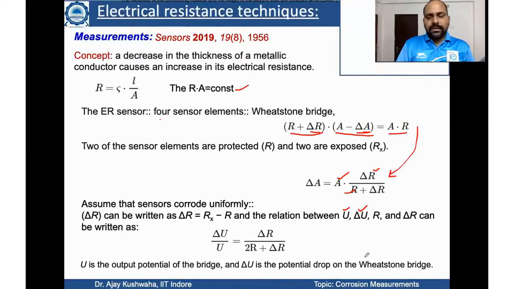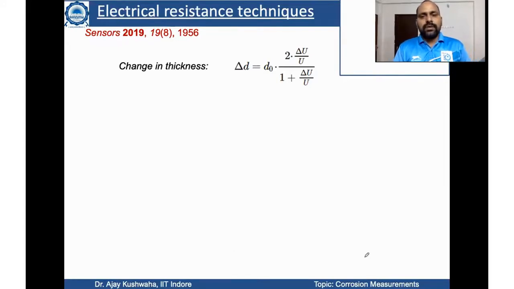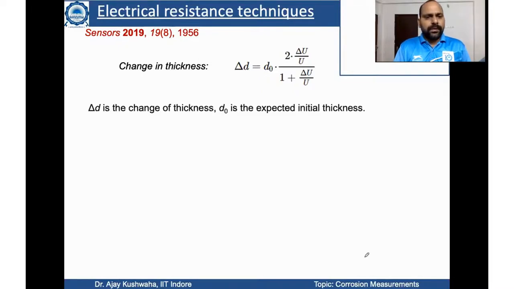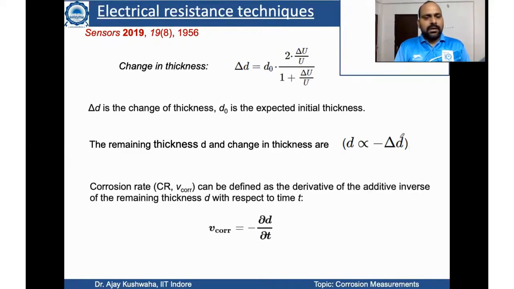Based on it, we can calculate the value of R and then we can think of the corrosion. So for the change in the thickness, in a similar manner we can say delta D is equal to D naught into 2 into delta U by U divided by 1 plus delta U by U. So delta D is the change of the thickness and D naught is the expected initial thickness. The remaining thickness D and the change in the thickness are relevant to each other, so proportional to D. So if we know the delta D, then we can also calculate the corrosion rate. CR can be defined as the derivative of the additive inverse of the remaining thickness D with respect to time.